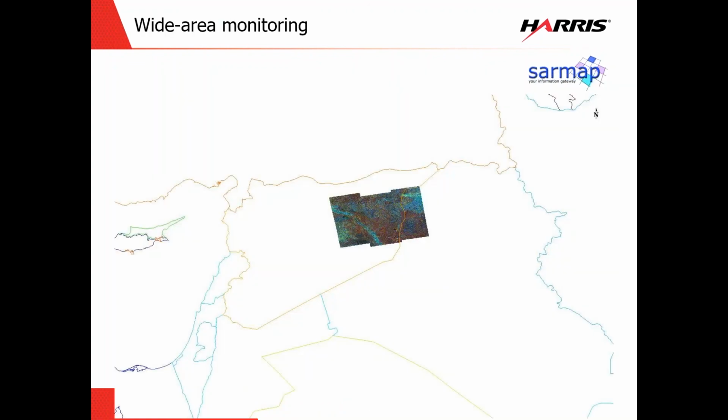Or exploiting coherence for complex change detection, together with amplitude changes, covering very large areas. Here we are at the border between Syria and Iraq, and in this case we have a full Sentinel-1 frame, interferometric wide swath, covering a large area. Dry area, so we see a big amount of red. Red in this false color combination is indicative of high coherence.